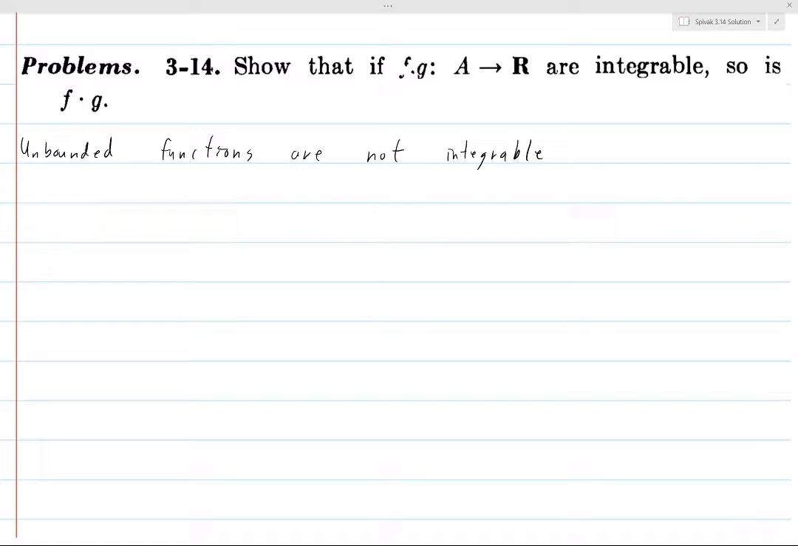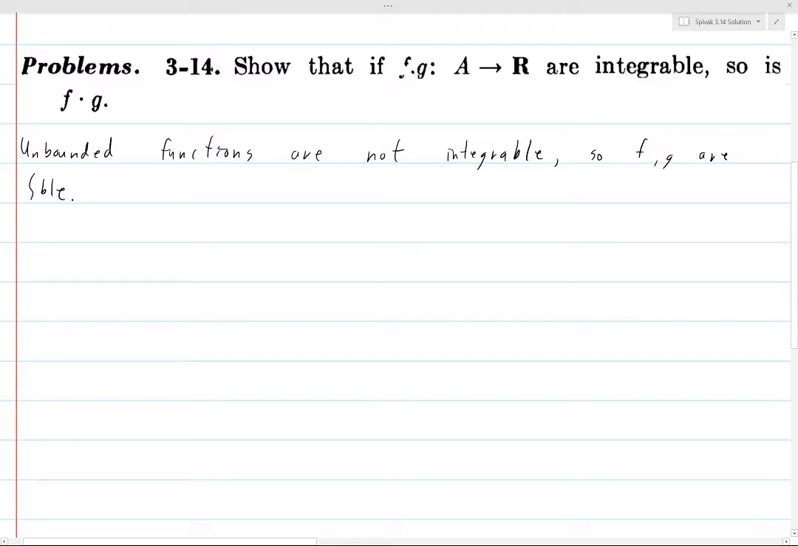Well, if either the upper sum or the lower sum is not a finite number, then it can't be integrable. So unbounded functions are not integrable. So f and g are integrable.